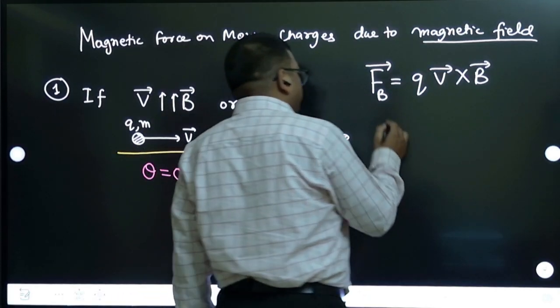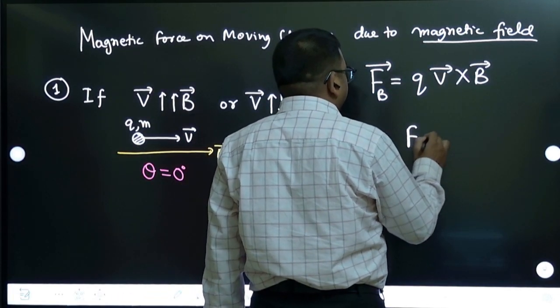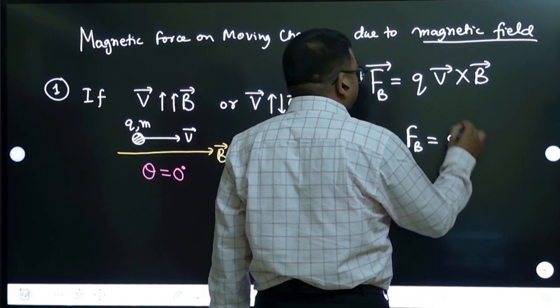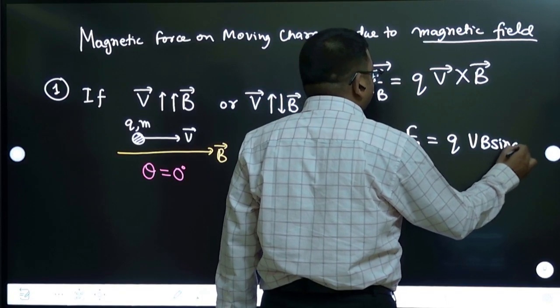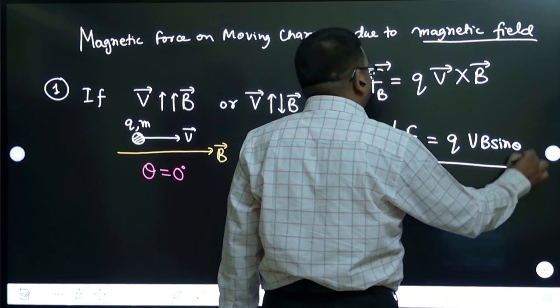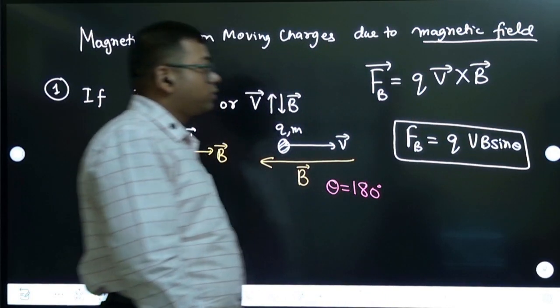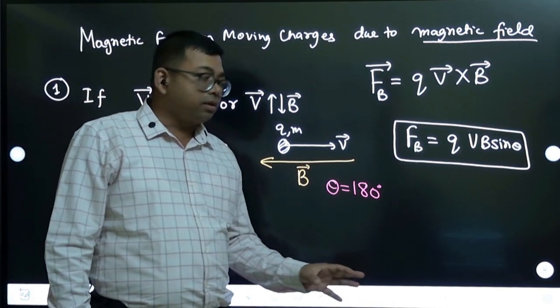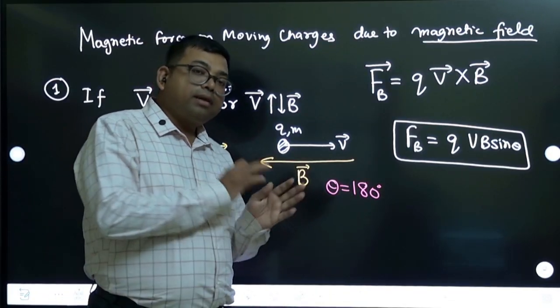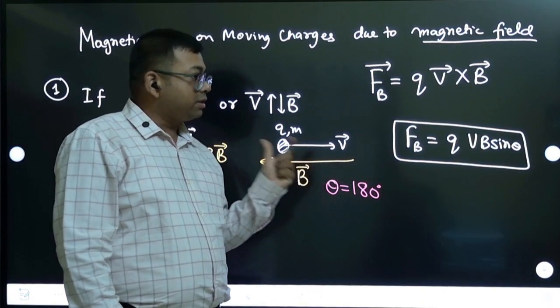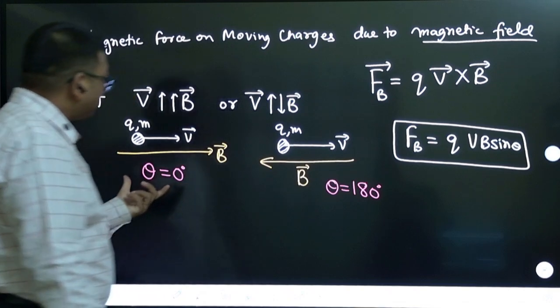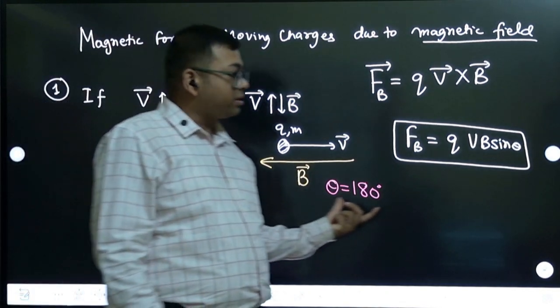Right. So in both the cases, let us write the magnitude. So magnitude of this force is given as Q V cross B, meaning QVB sine theta. Okay. So that's the formula for magnitude of magnetic force, QVB sine theta. So it depends on the angle between velocity and the magnetic field. Theta is the angle between velocity and magnetic field, and here theta is 0 and here theta is 180 degree.